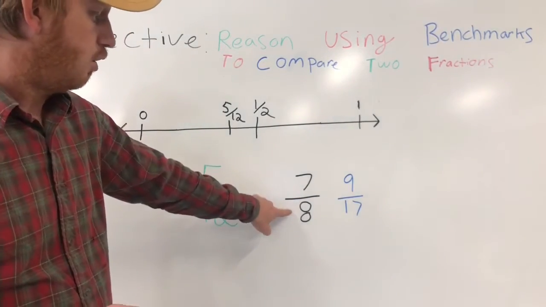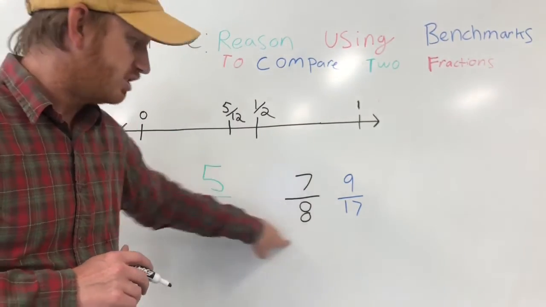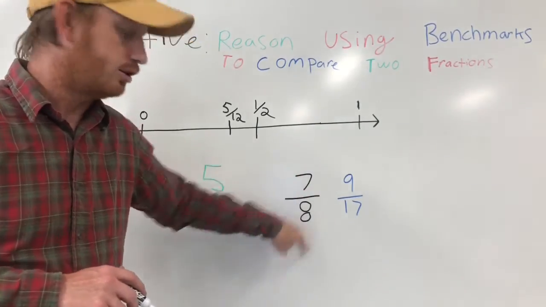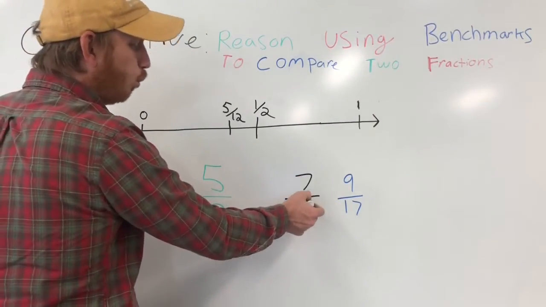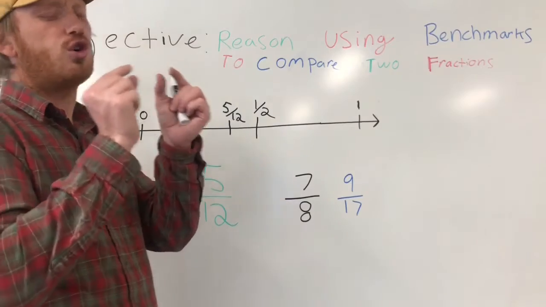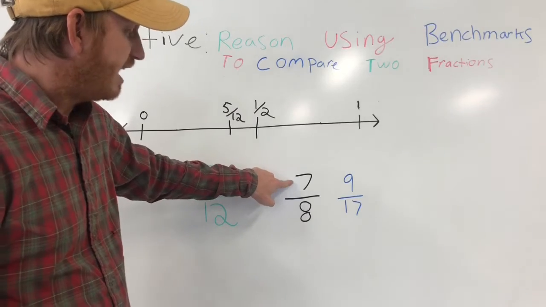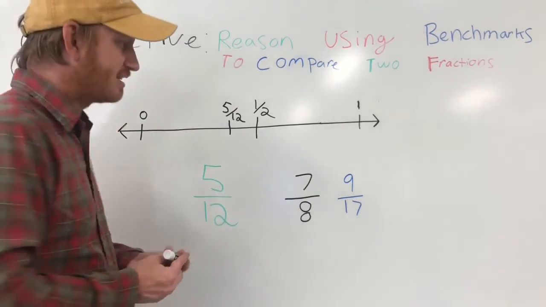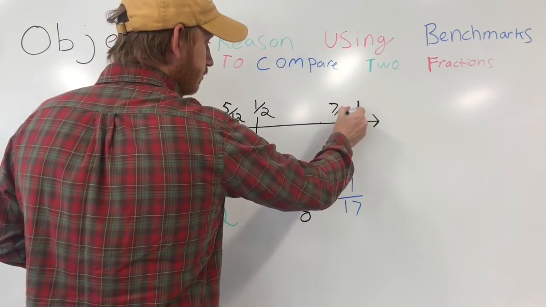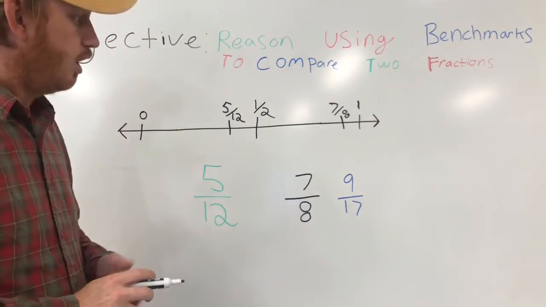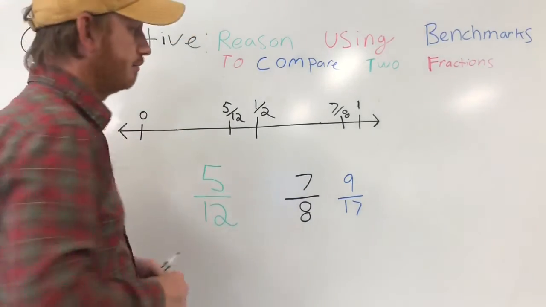Next, we have 7/8. Again, none of these can be simplified. 7/8 just is 7/8. We can't make it smaller. But if we look at it, 7 is only 1 away from 8. So we're so close to having a full 8/8. So if we're only 1 away, 7/8, that's going to mean that it's going to be close to our 1. We don't know exactly on the number line, but we know that 7/8 is close to 1.